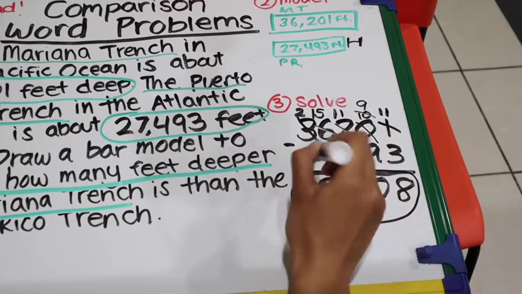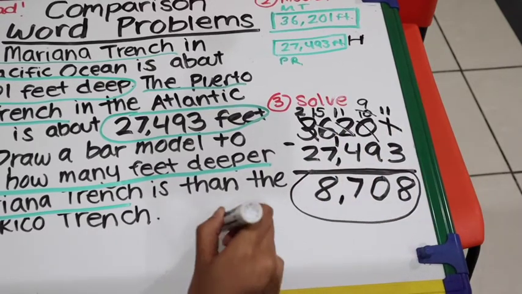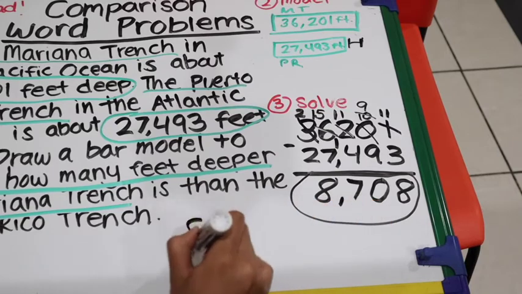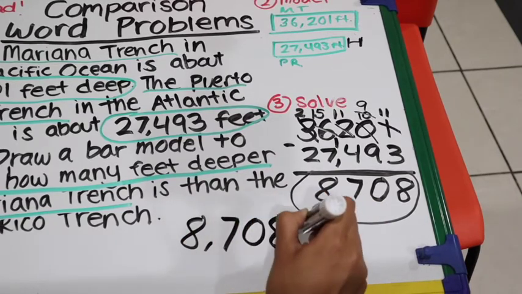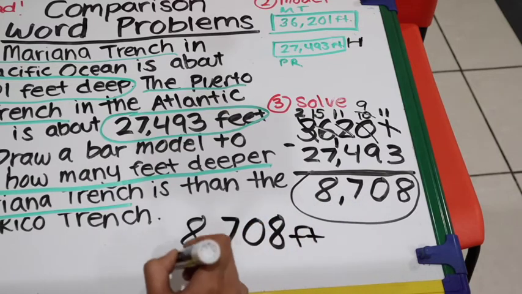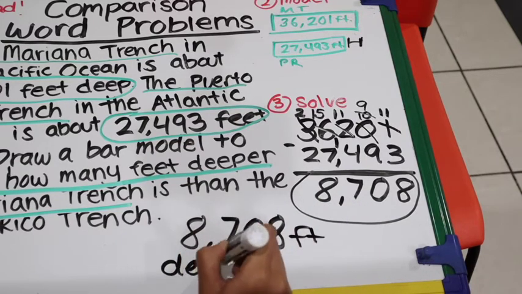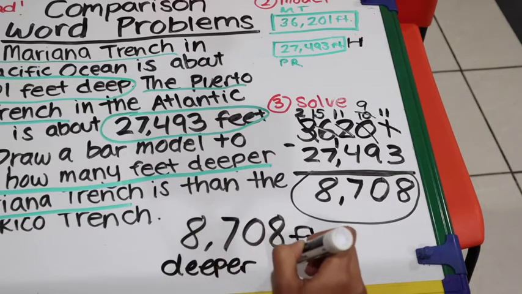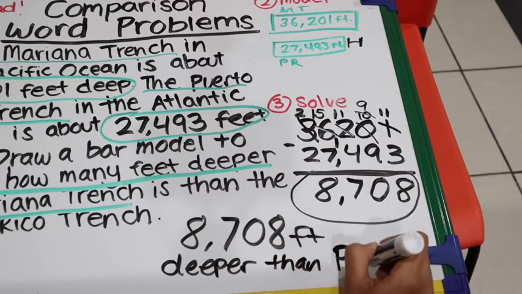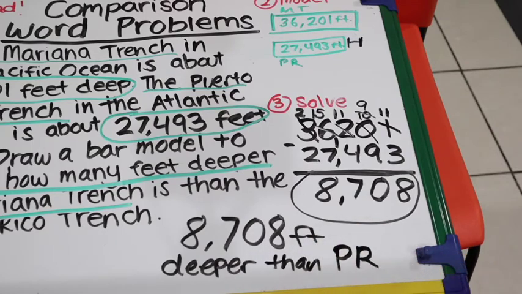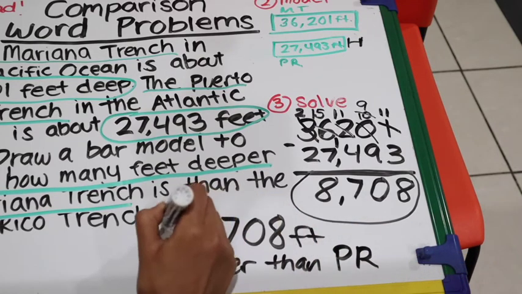Here is our answer. The Mariana Trench is 8,708 feet deeper than the Puerto Rico Trench. Alrighty.